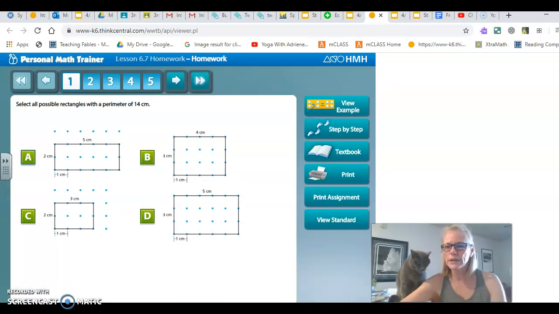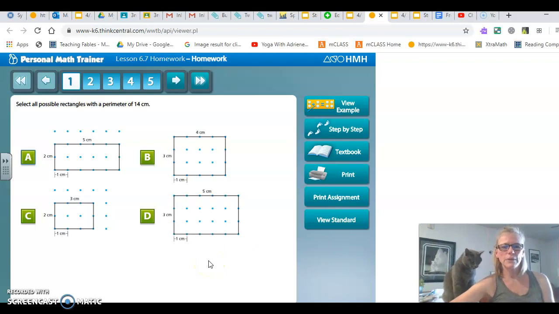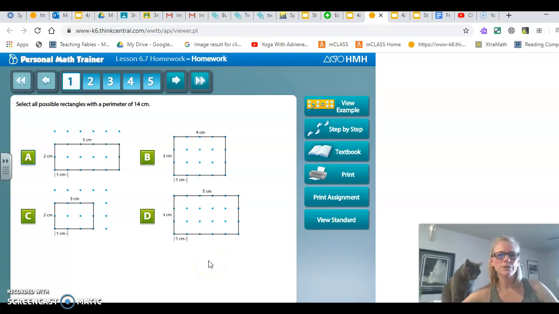This is Think Central, and I wanted to show you a few things to help you be more successful. Here's the first problem. Let's do it together. It says select all possible rectangles with a perimeter of 14 centimeters. Perimeter is all the way around, add up all the sides. So I'm going to go like this.